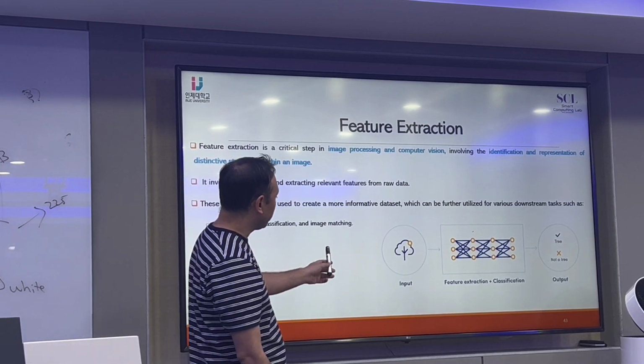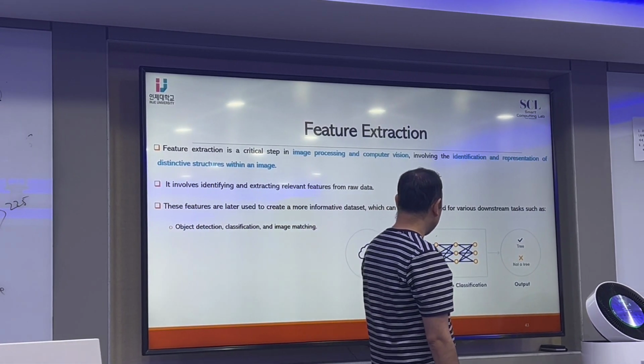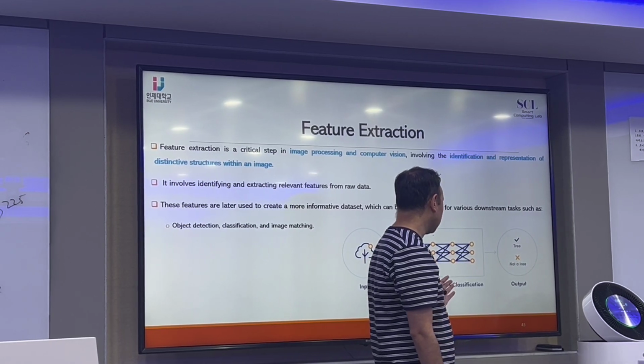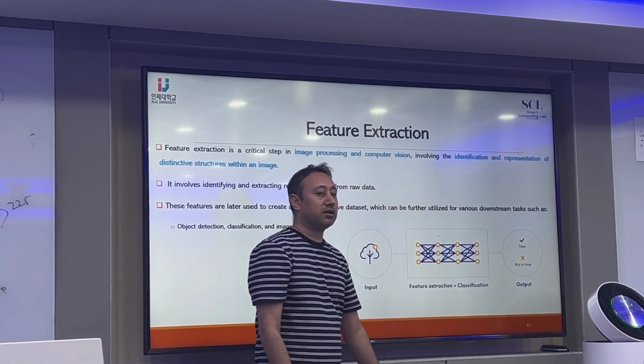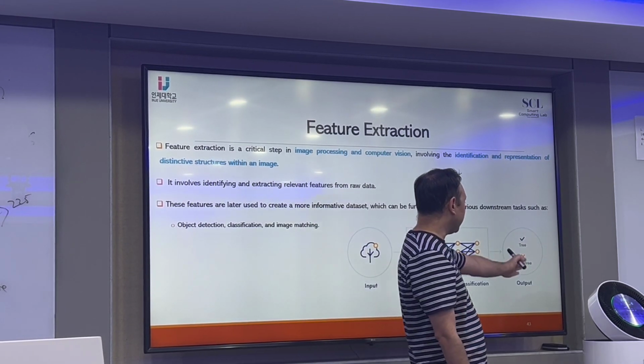Here you can see there is an input image, and we apply some feature extraction. For feature extraction, there are different methods we will discuss, and at the end we have some output.